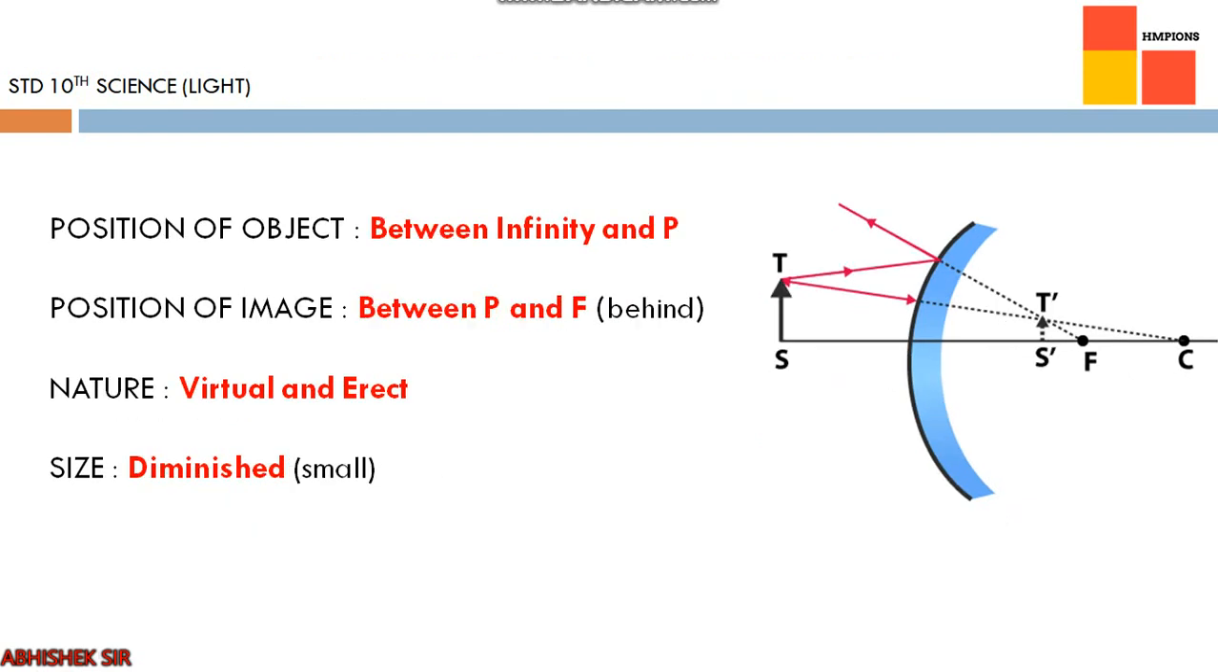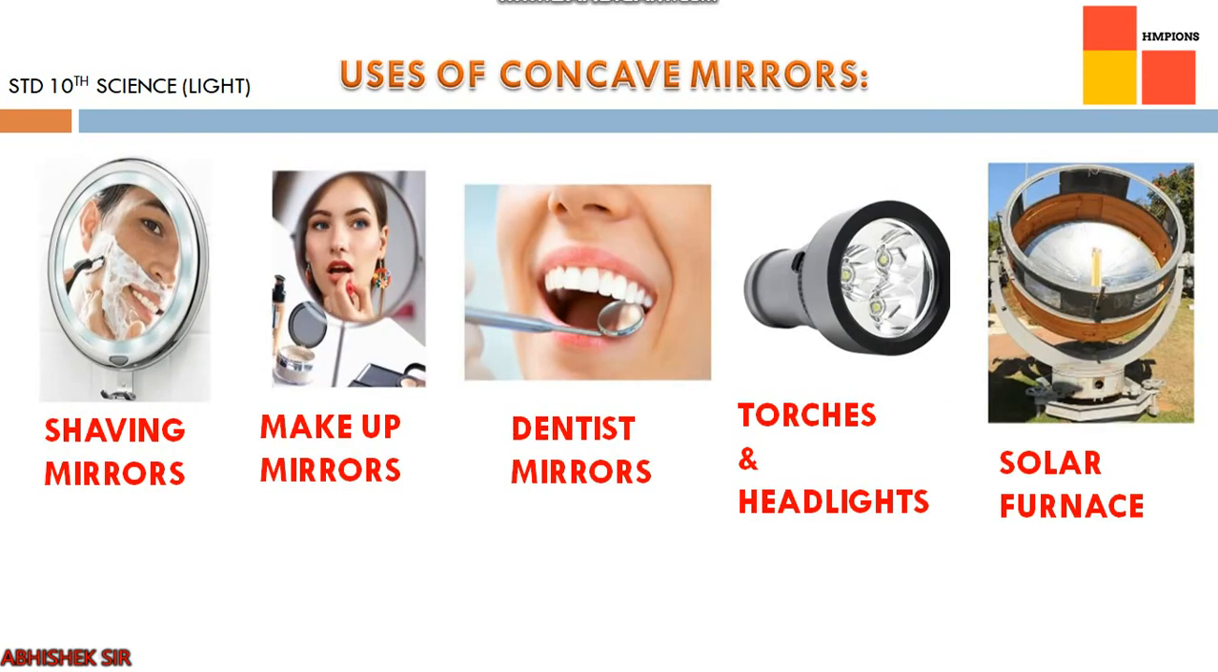The last figure is the position of the object between infinity and the pole of the convex mirror. So the position of the image will be behind the mirror between P and F. Nature will be virtual and erect, and size will be smaller than the object. Right? So we have finished the ray diagrams. You will have to draw them and study them very carefully.